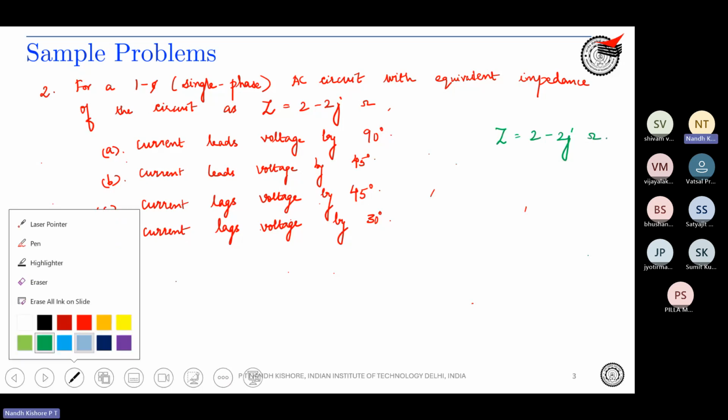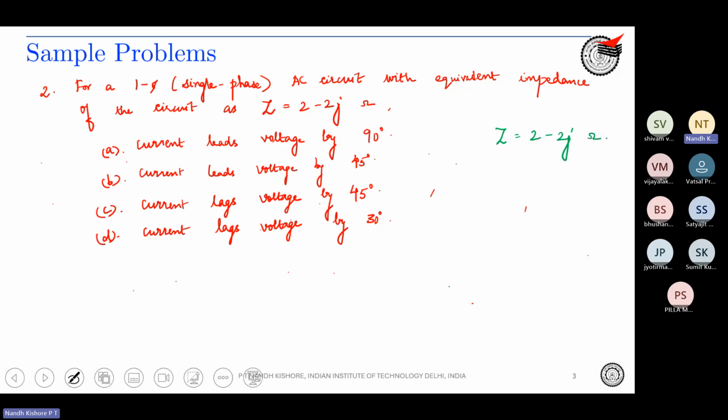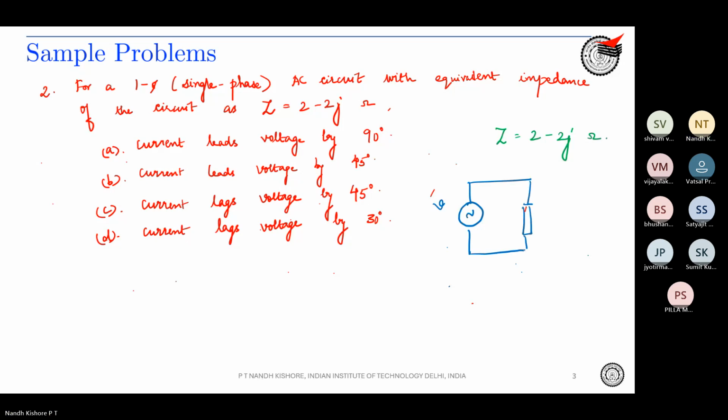Okay. So let's assume a circuit, right? They have given a single phase AC circuit. So you take a voltage source V, and you are connecting it across an impedance. So this impedance is Z, which is 2 minus 2j ohms. And I have a current that flows because of this voltage source. The point is, what is the relation between the voltage and current? What is the angle between voltage and current?